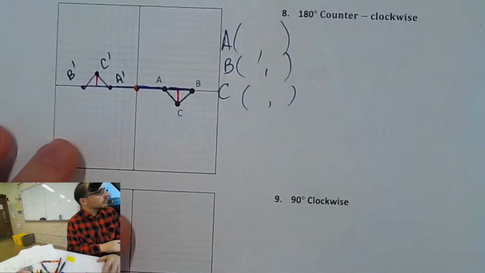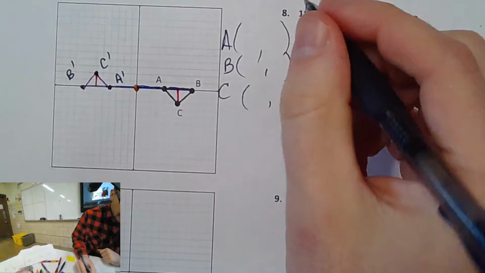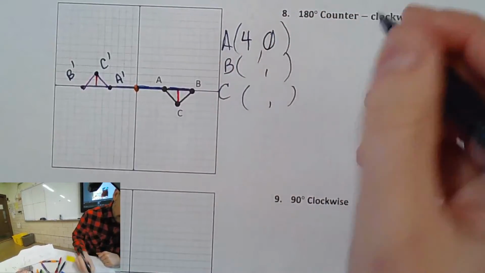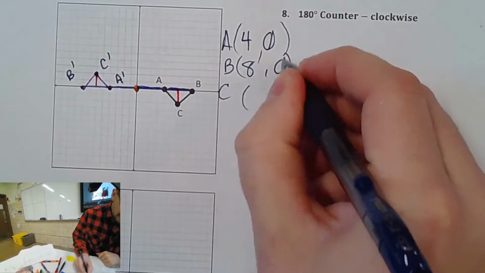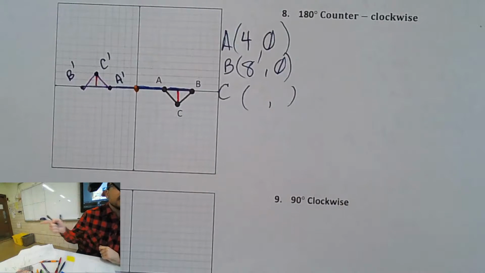A, B, and C. Our coordinates, Danny, shut up. I know, but you're being very loud and you're only talking to one person and everybody else has to hear it, which is just getting annoying.